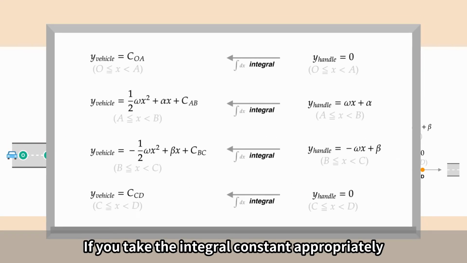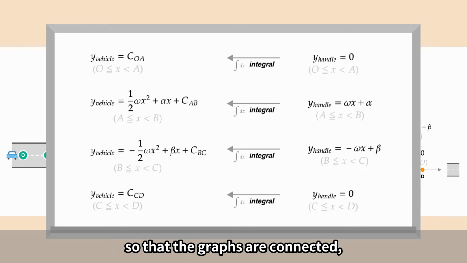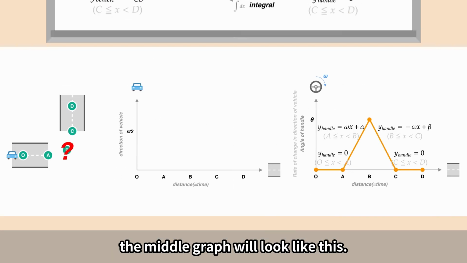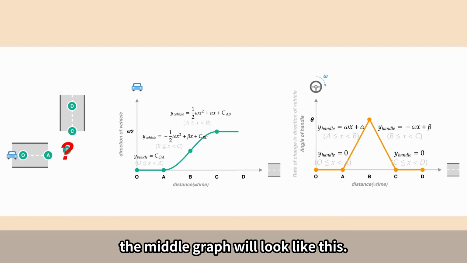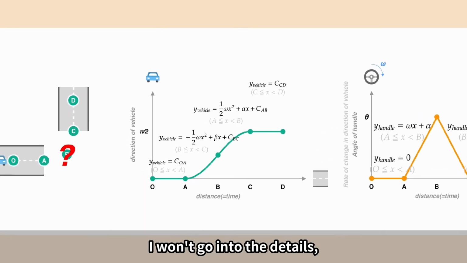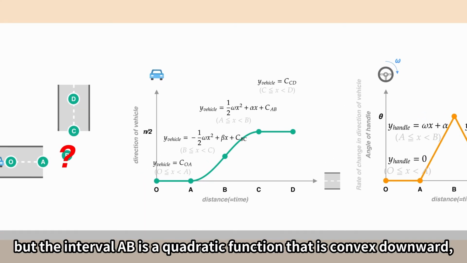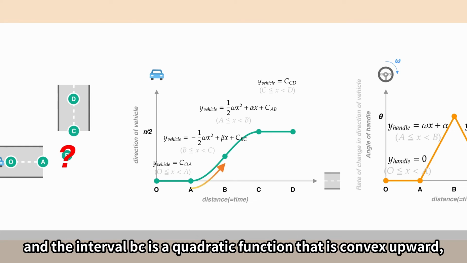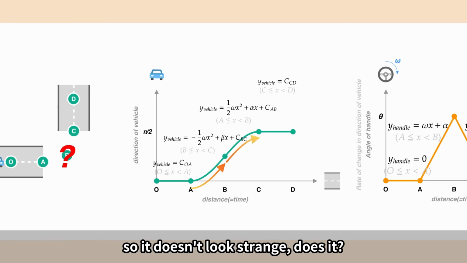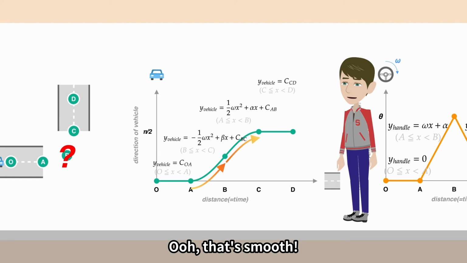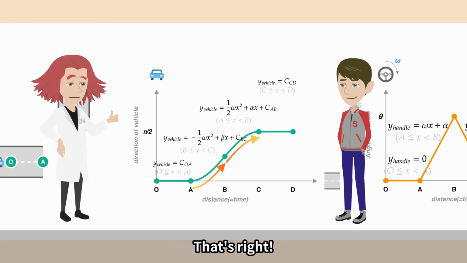If you take the integral constant appropriately so that the graphs are connected, the middle graph will look like this. I won't go into the details, but the interval AB is a quadratic function that is convex downward, and the interval BC is a quadratic function that is convex upward, so it doesn't look strange, does it? Ooh, that's smooth. That's right.